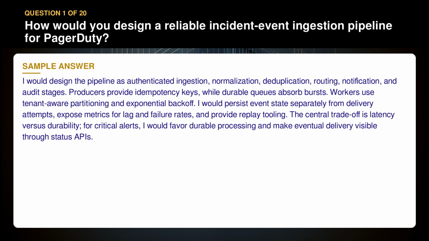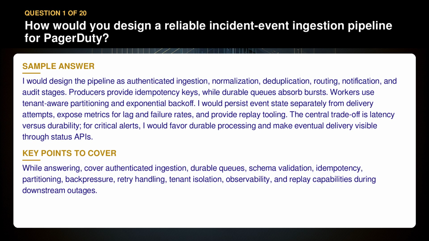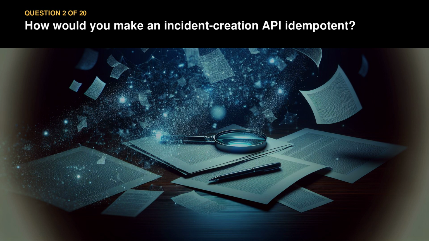The central trade-off is latency versus durability. For critical alerts, I would favor durable processing and make eventual delivery visible through status APIs. While answering, cover authenticated ingestion, durable queues, schema validation, idempotency, partitioning, backpressure, retry handling, tenant isolation, observability, and replay capabilities during downstream outages.